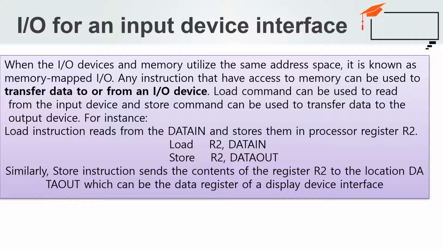A load command can be used to read from the input device, and a store command can be used to transfer data to the output device. For instance, a load instruction reads the data from data in and stores it in processor register R2. Load R2, data in; store R2, data out. Similarly, a store instruction sends the contents of register R2 to the location data out, which can be the data register of a display device interface.